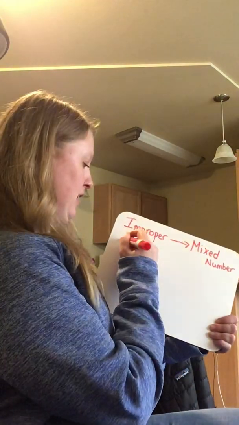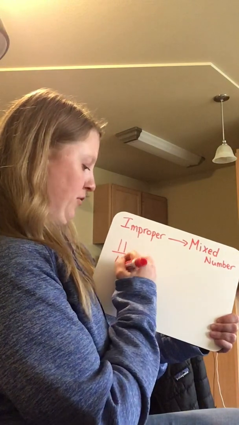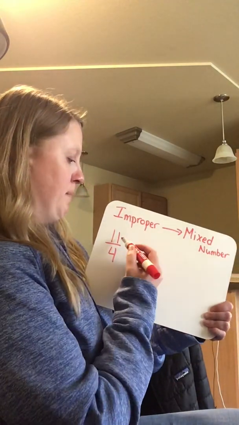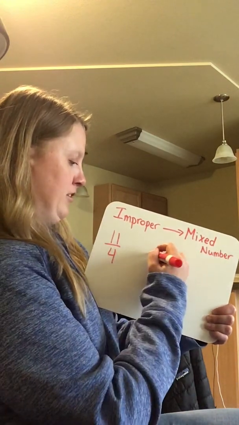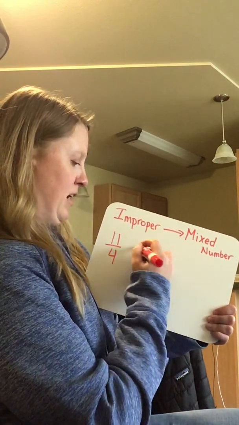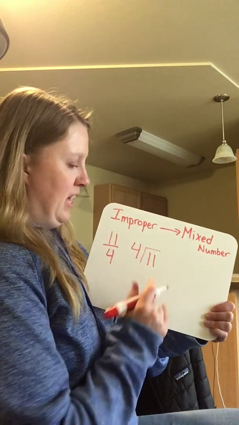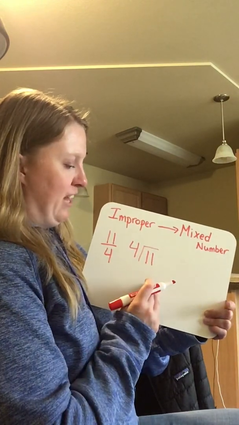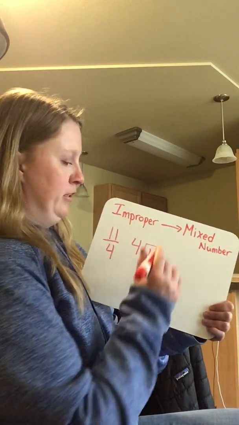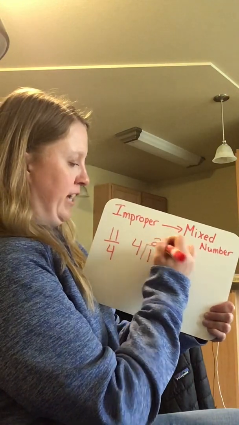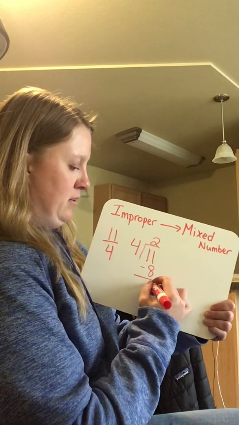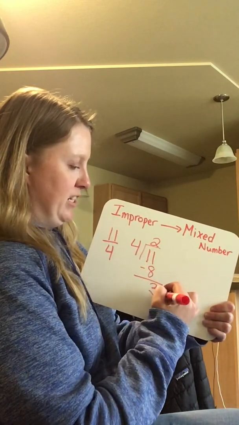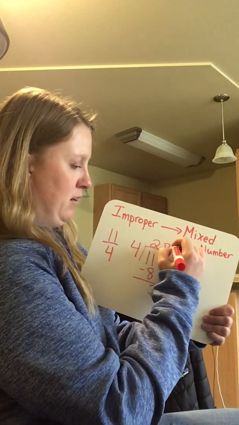Let's say we had 11 fourths. Okay, so top to bottom, 11 divided by 4. How many times can 4 go into 11 without going over? 4 can go into 11 twice, which makes 8. Subtract, 3. Nothing left to bring down, so that becomes my remainder.